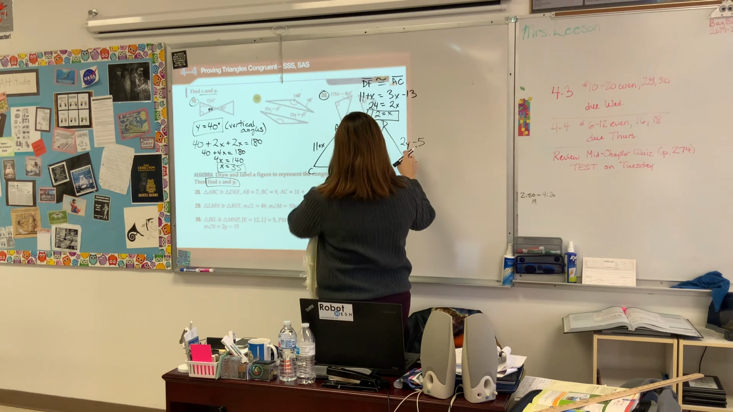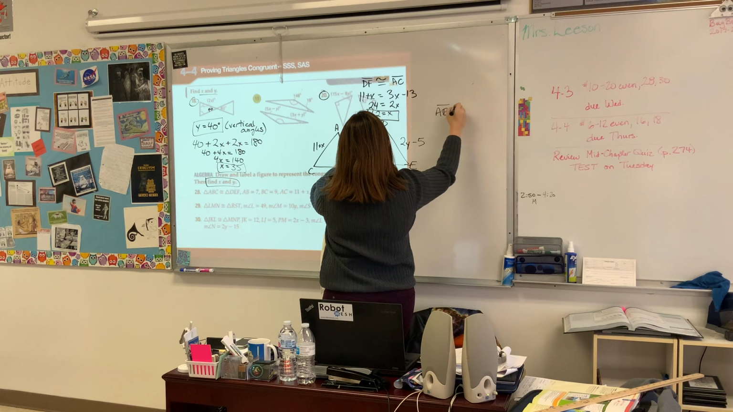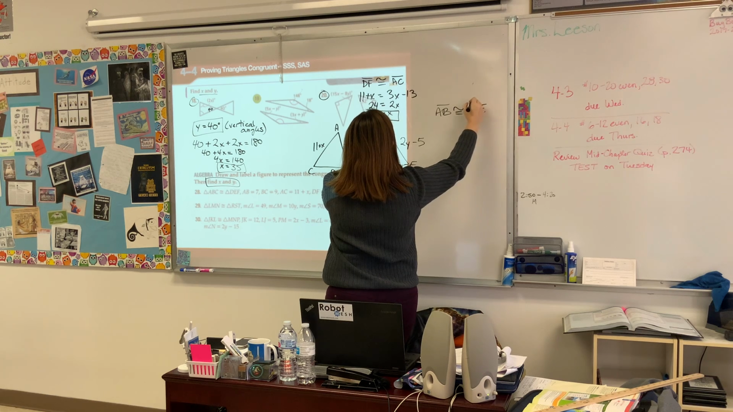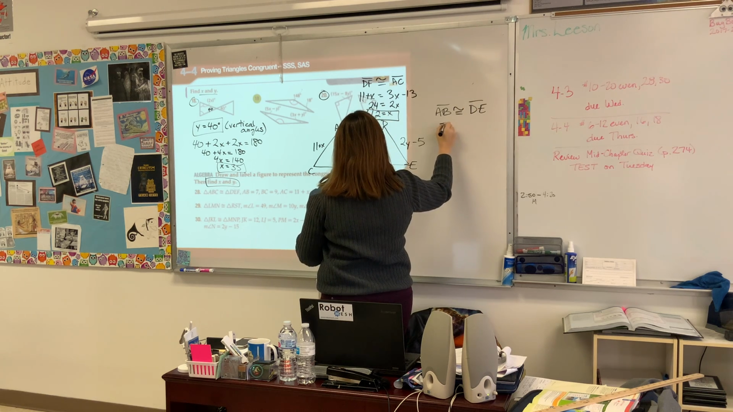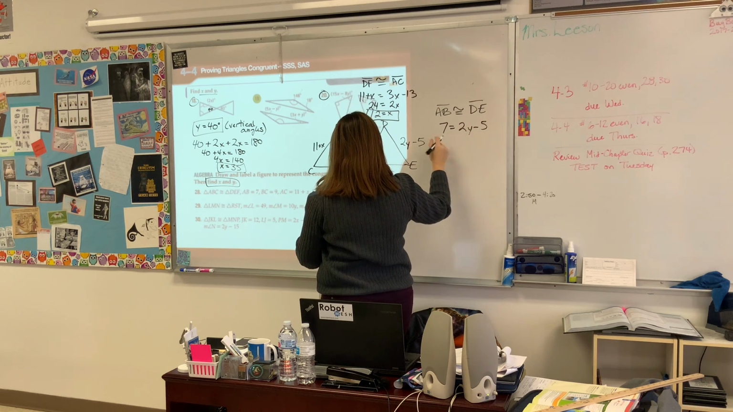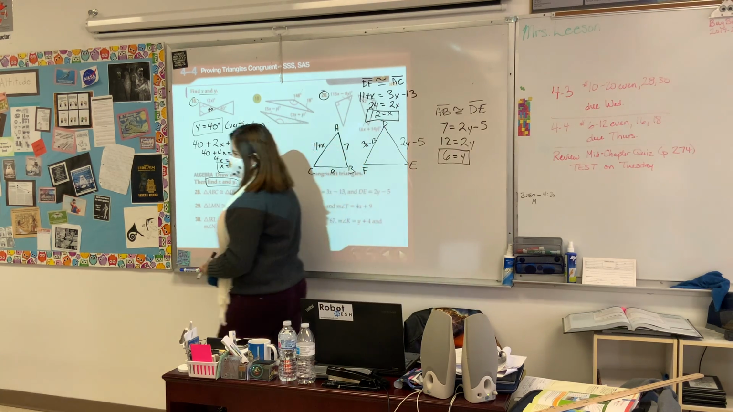I know that all the corresponding sides are congruent, so AB is congruent and corresponding to DE. So 7 is equal to 2Y minus 5. Add 5 to both sides, 12 is equal to 2Y. That means that 6 is equal to Y. And I've solved for Y.